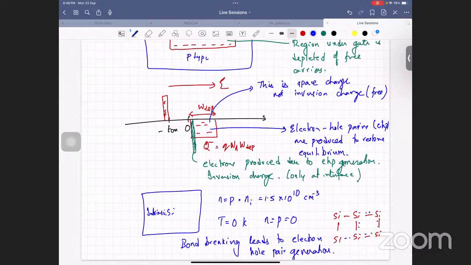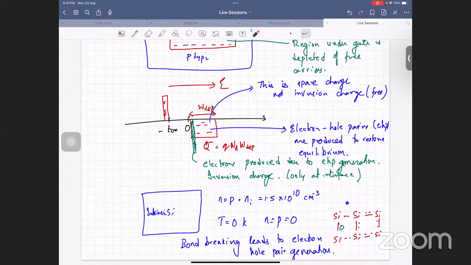If a bond is breaking, then holes come. Correct. There is a hole produced, and then there is an electron which is free to move around in the lattice. Exactly. Followed? So you'll always have a couple.